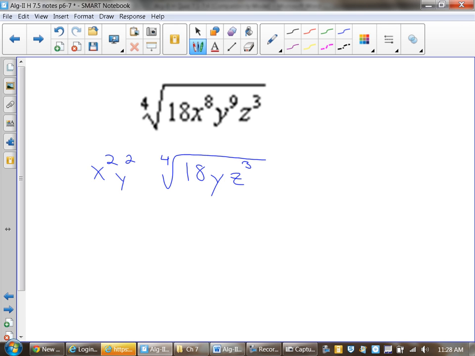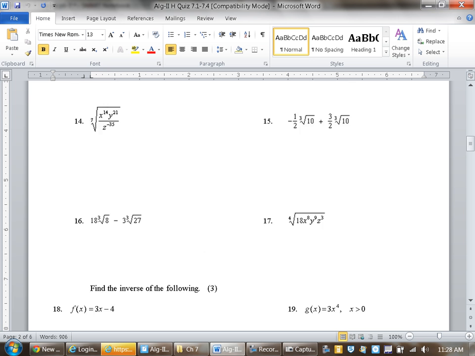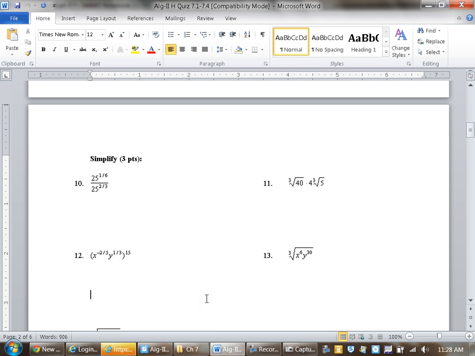There's no perfect root into 18. Oh, okay. It's not an exponent. I was informed. Sorry. That only works for the exponents. You got it. Can you just do 11 really fast?